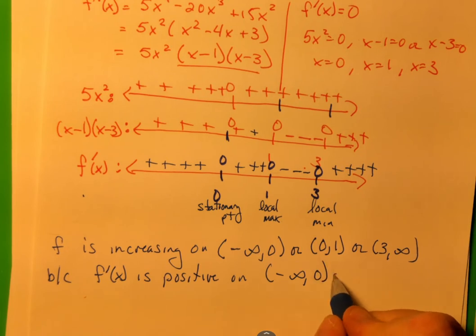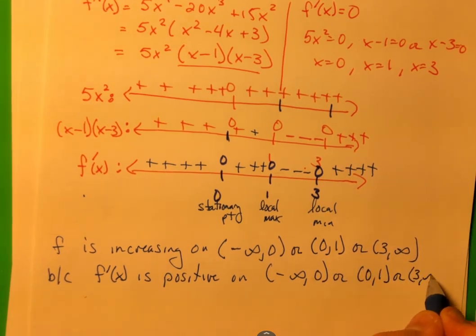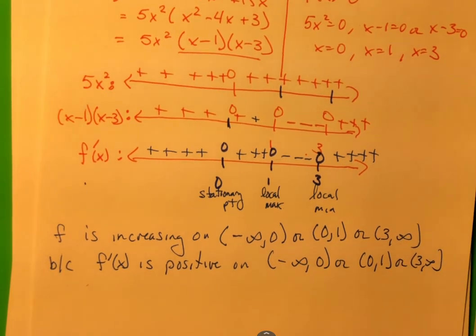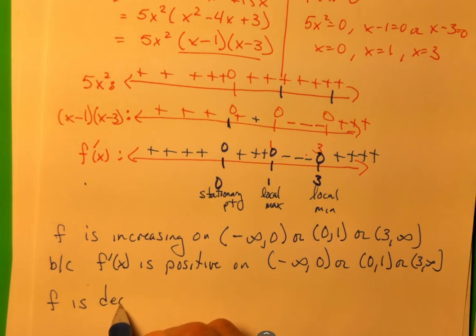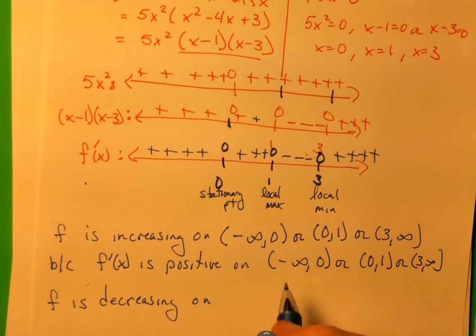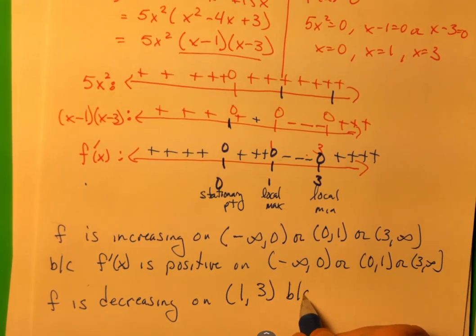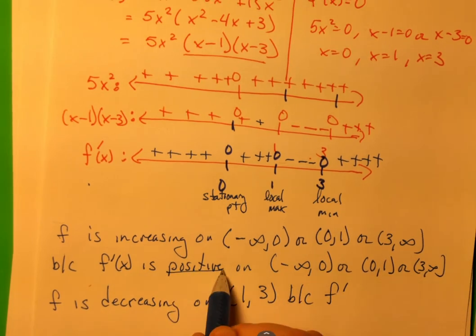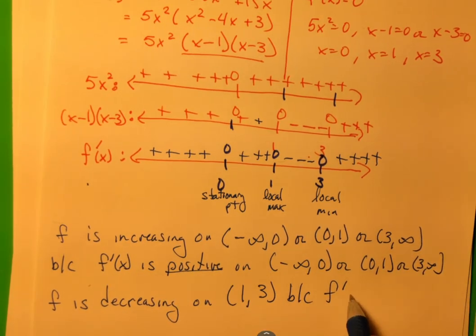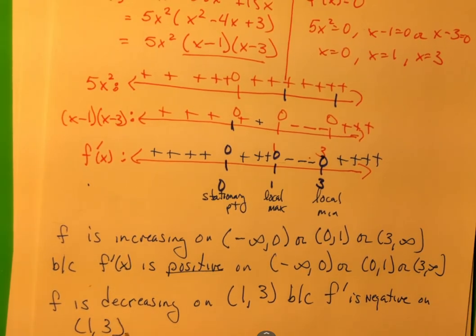the interval. And I just get the intervals and I copy them down. They don't want you to say the intervals. Yeah, I know what you're talking about, but don't do it. F is decreasing on the interval from 1 to 3. Why? Because, since I talked about positive there, I'm just going to be consistent, f prime is negative on the open interval from 1 to 3.